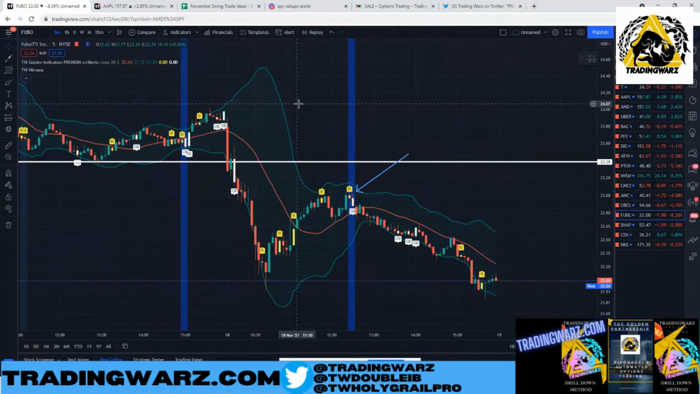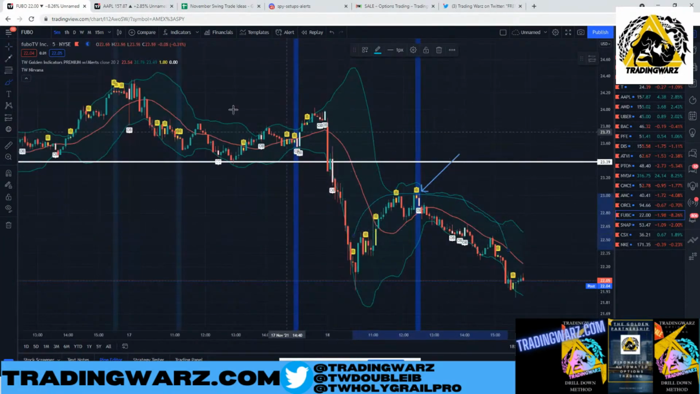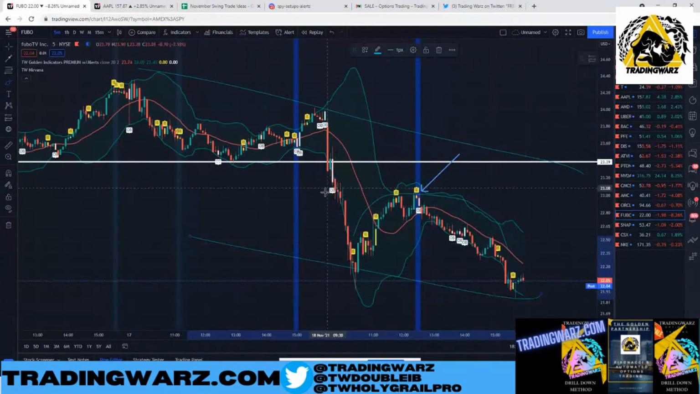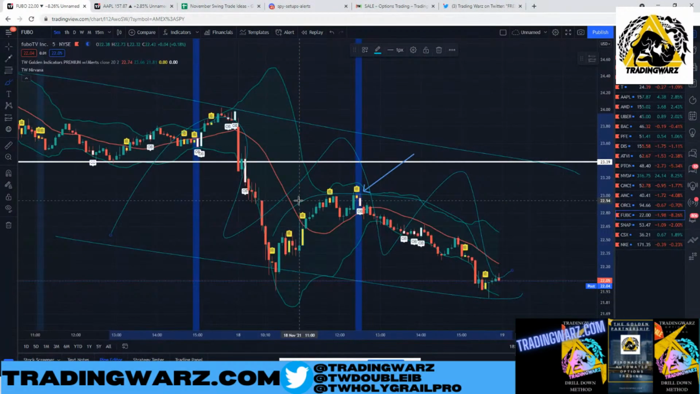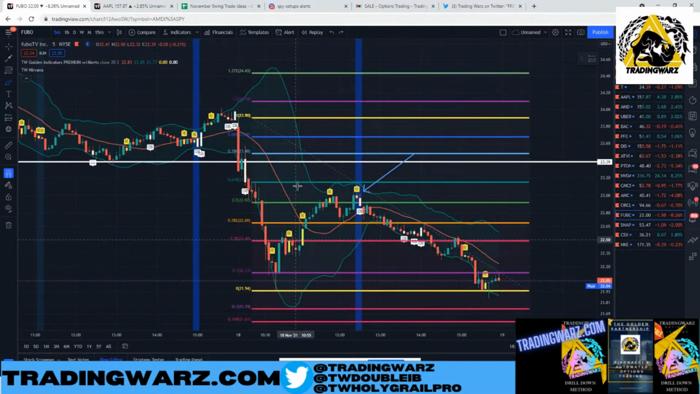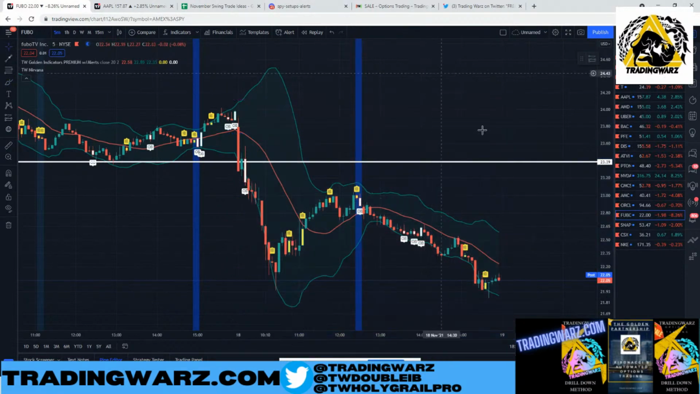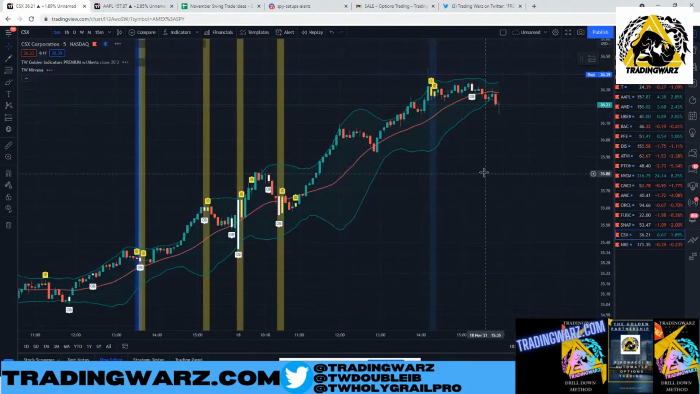Listen closely. This is not J-Lo's bottom. This is not a flag. This is not whatever you want to call it. It's not. It's a Fibonacci with a Nirvana. That is it. Beautiful. Once you start seeing the market like this, guys, there's no going back. There is none.